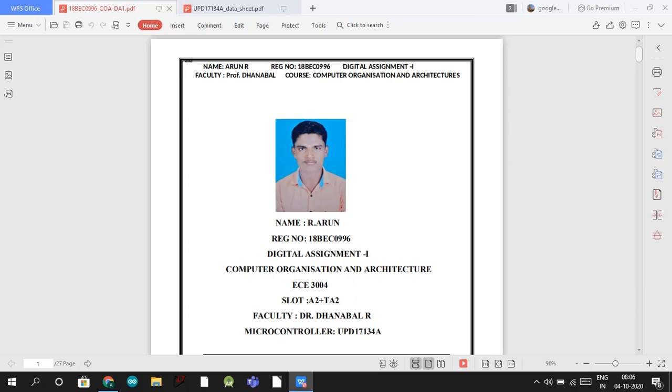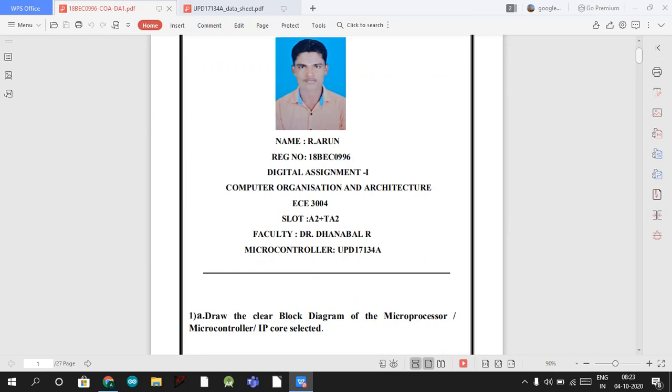Now I am going to talk about digital assignment 1. I am taking the microcontroller called UPD17134A. It is manufactured by NEC Corporation in 2015. Let's go through a brief overview of the microcontroller UPD17134A.